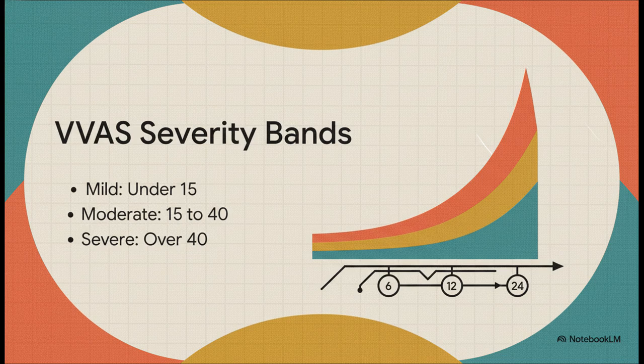As a clinician, you want to grab this VVAS score at baseline, and then just repeat it at 6, 12, and 24 weeks. Watching that score drop is the absolute simplest objective measure of treatment response you could ask for. Plus, it profoundly reassures the patient that their hard work in rehab is actually paying off.